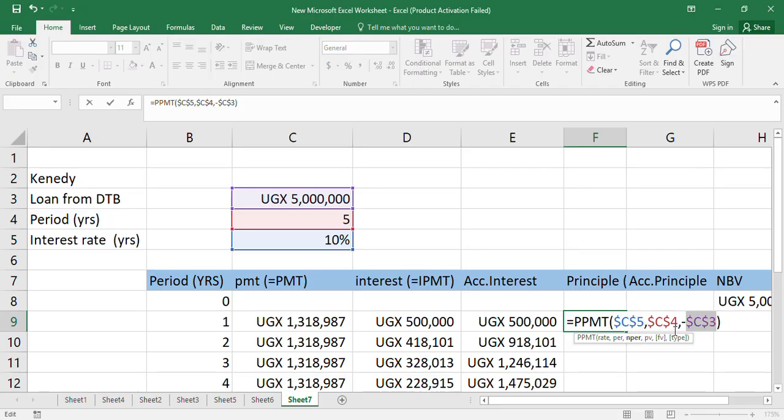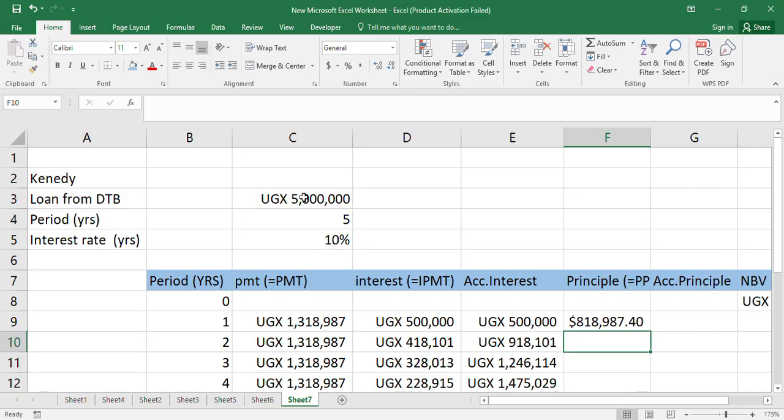Close this. What's it missing? The rate. They need the rate, which is this. Comma. We shall need the PER, which is the payment period. We shall need the NPER. Also fix this. We shall need the payment value, which is a negative one. We also fix it. Press enter. Press here to autofill.